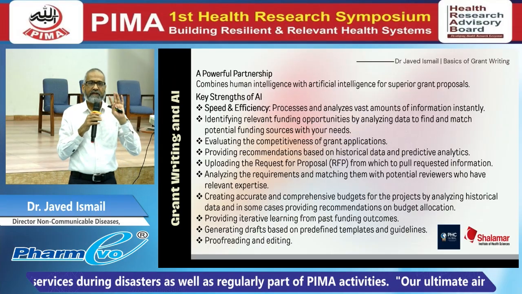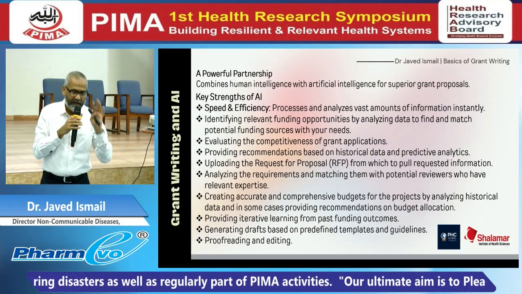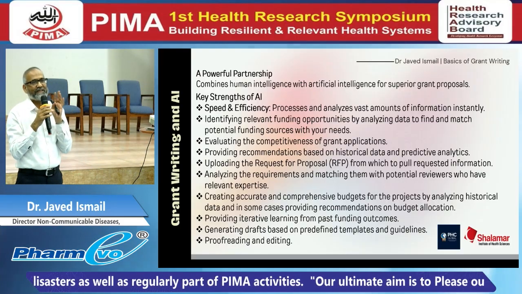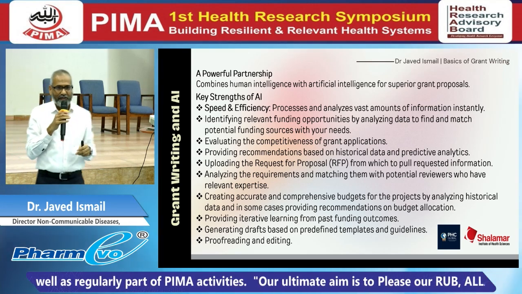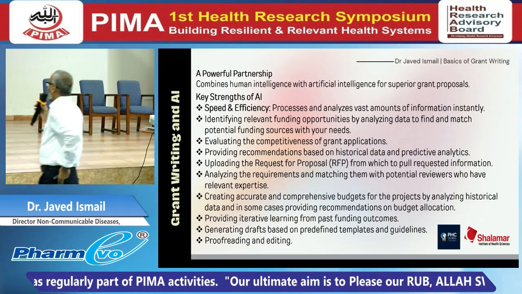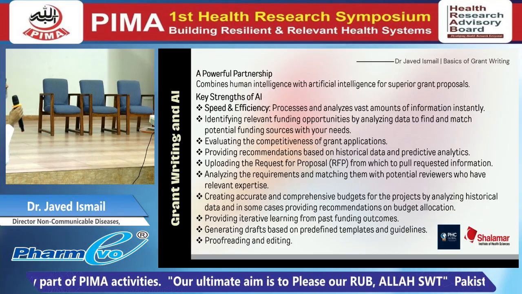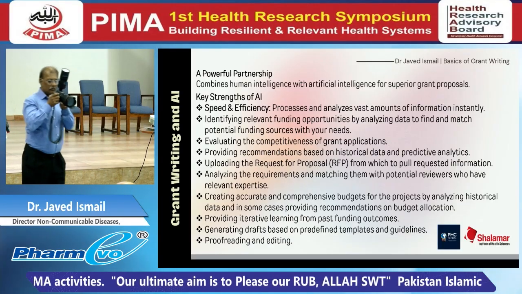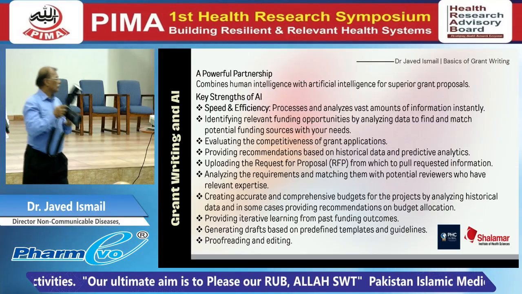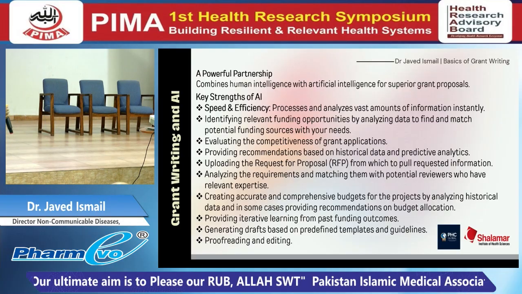So one is human intervention, which is known as writer's intelligence, and another is artificial intelligence. So the use of AI in grant writing. AI is not something that does that particular thing independently. The best use of AI is to have a partnership with AI.